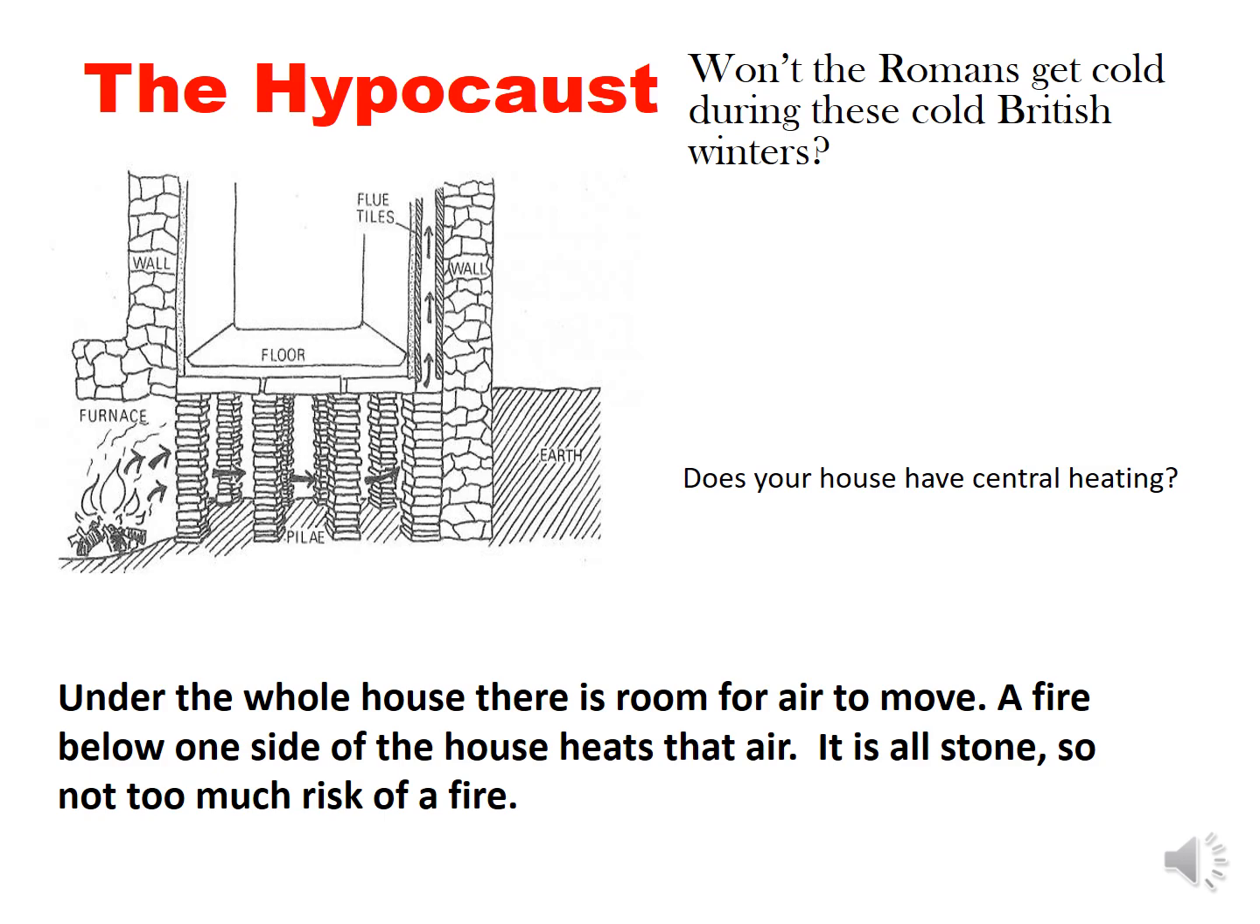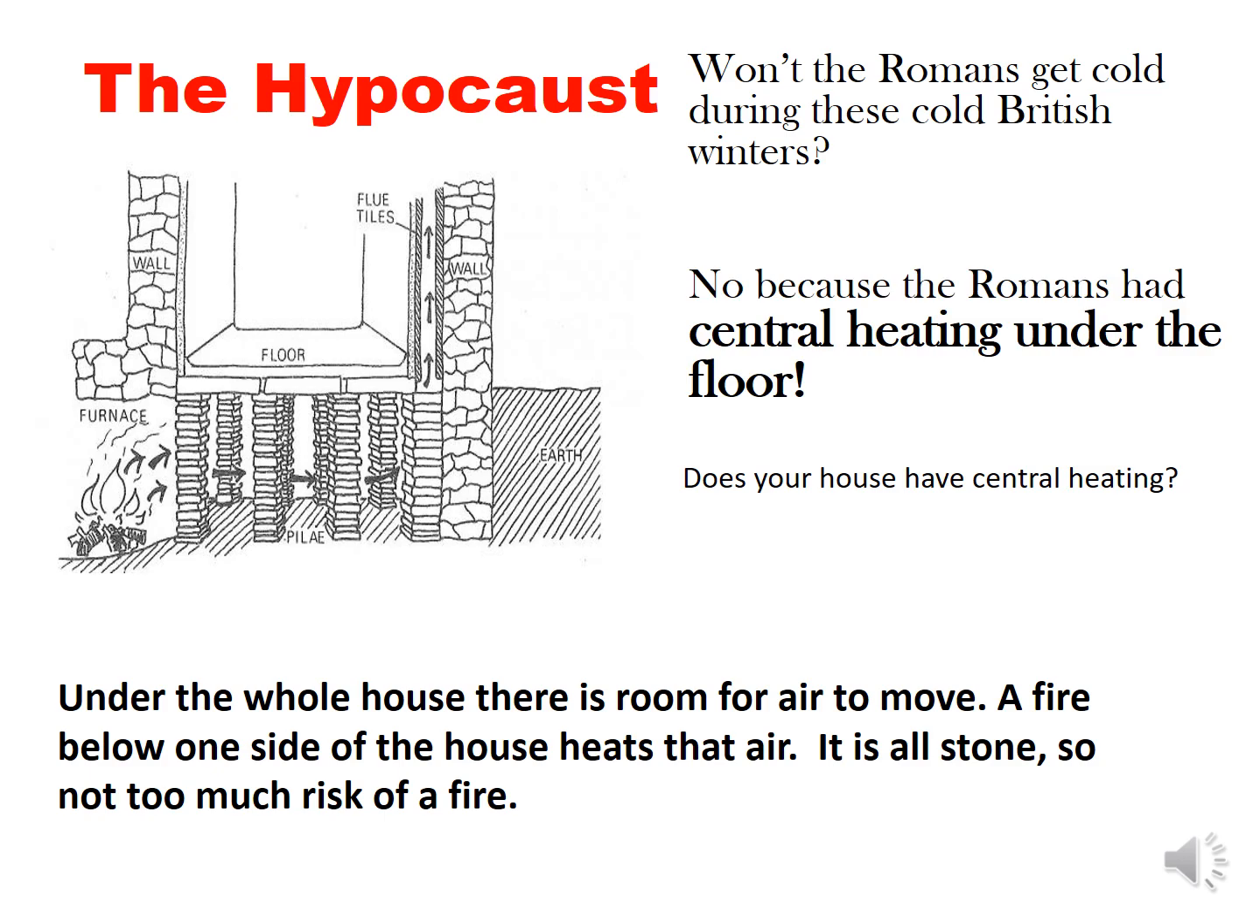Does your house have central heating? I presume it does. The Romans were the first group of people to invent central heating and have that in homes. So you can see an example here. Can you label that on your diagram of a Roman villa, please?